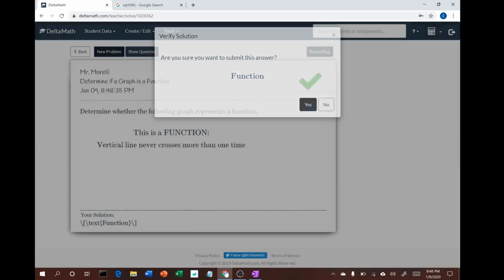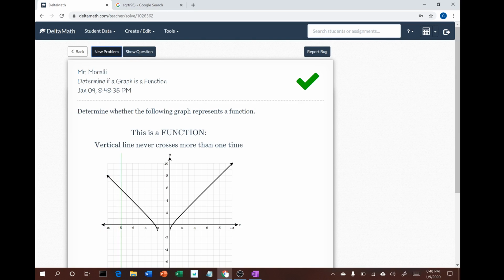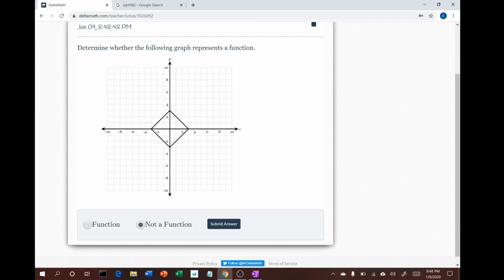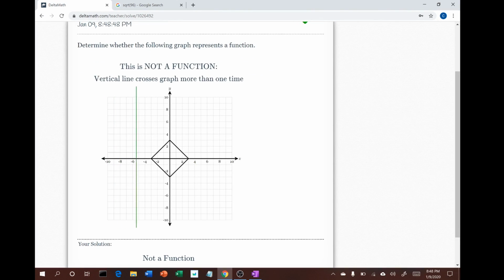The kids will go so fast through them, they'll love it. All right, this is fun. I like this. This is not a function. This is a joke. I don't even know what this thing is. It's a square. Okay, not a function. Yay. Okay, they're going to love this.